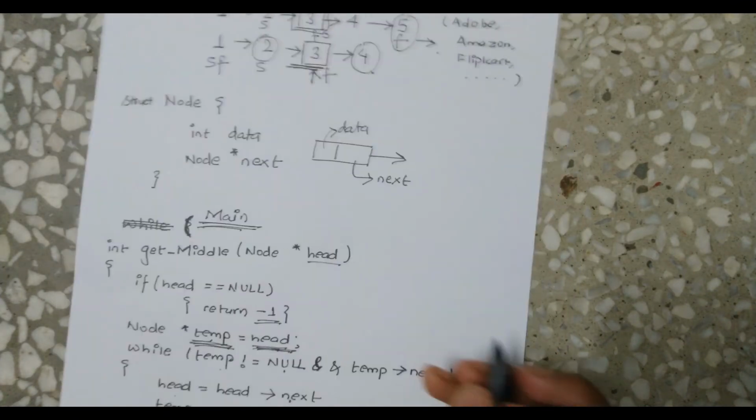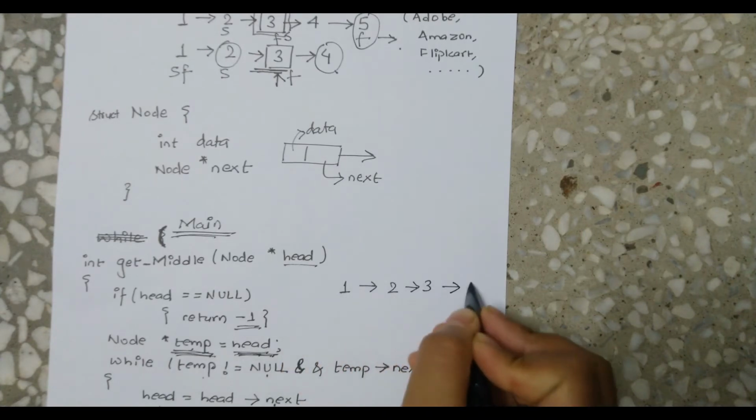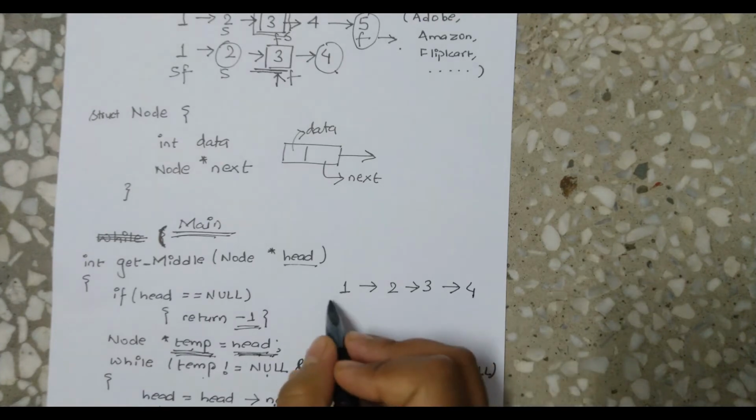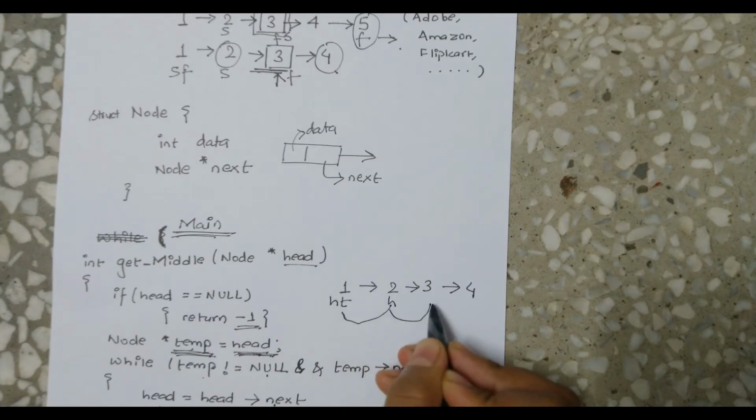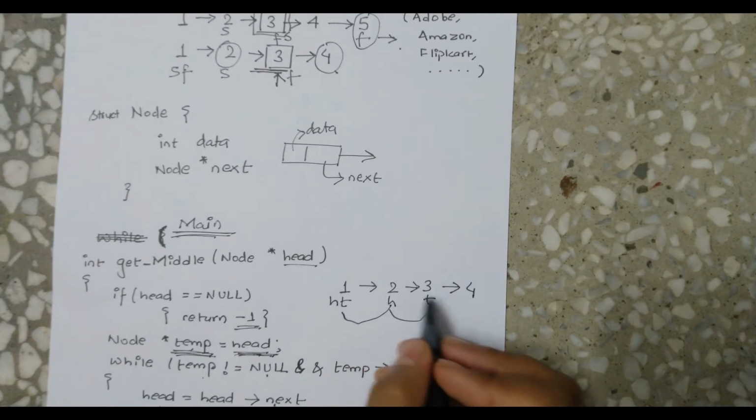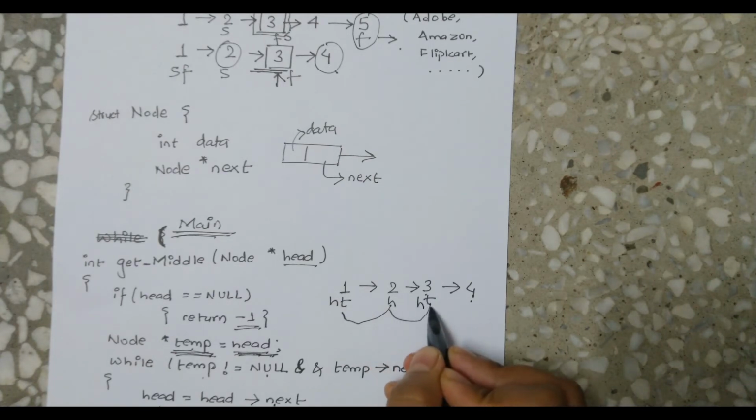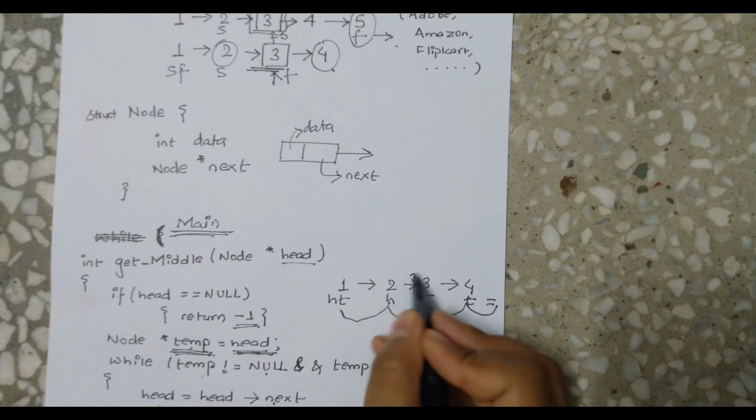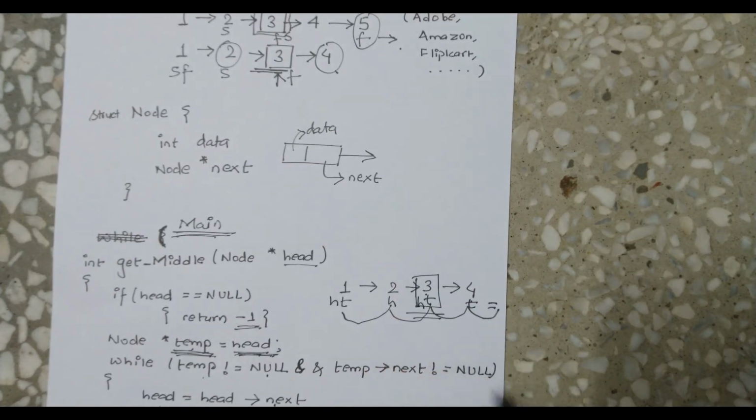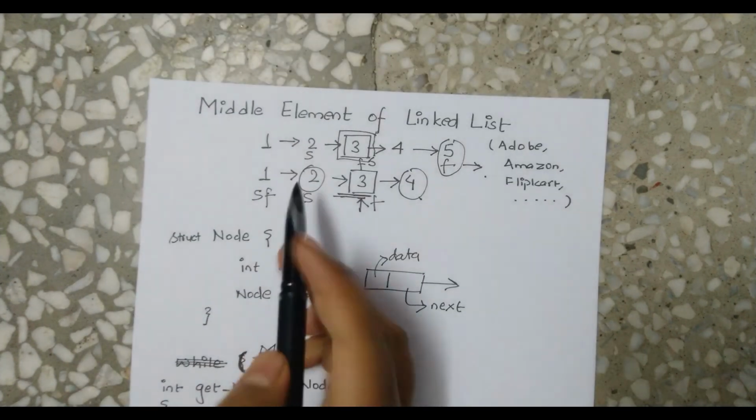But suppose we had an even number, 1, 2, 3 and 4, then what would we do? The head is here and temp is here. When head will be here, then temp will be over here. In the next iteration, temp is not null and the next of temp is also not null. Then the head will go over here and the temp cannot go further, so it will stop over here and this value will be printed, which is the correct answer. So this is the explanation of the entire code of the middle element of a linked list.